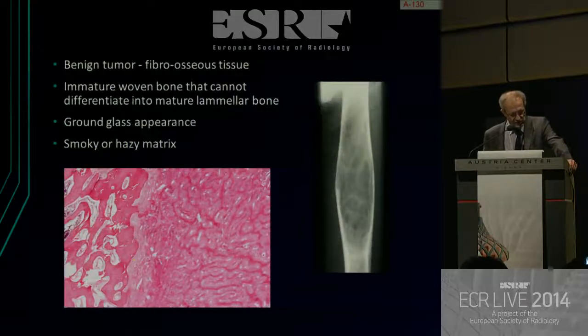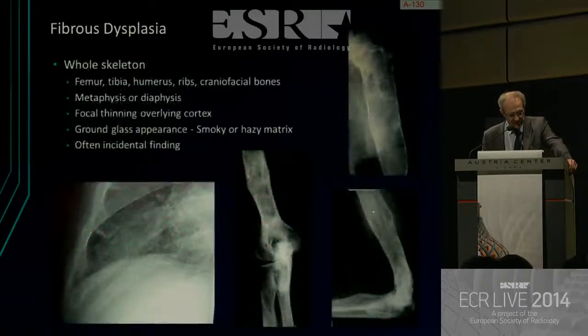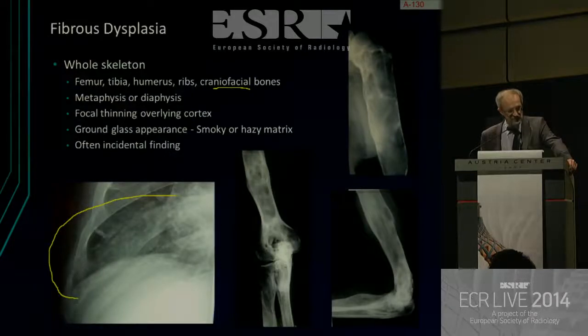Here we have a benign tumor which has a typical ground glass appearance, smoky, hazy matrix. The name of that lesion is fibrous dysplasia. And fibrous dysplasia can occur in the whole skeleton. It's frequent in long bones and craniofacial bones. And you will often have a focal thinning of the cortex, and it's often an incidental finding, like here in this fibrous dysplasia of the rib. And this patient has a lot of fibrous dysplasia in the humerus, but also in the radius and ulna.